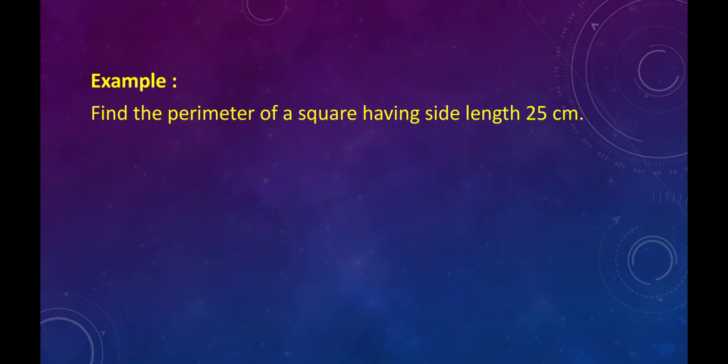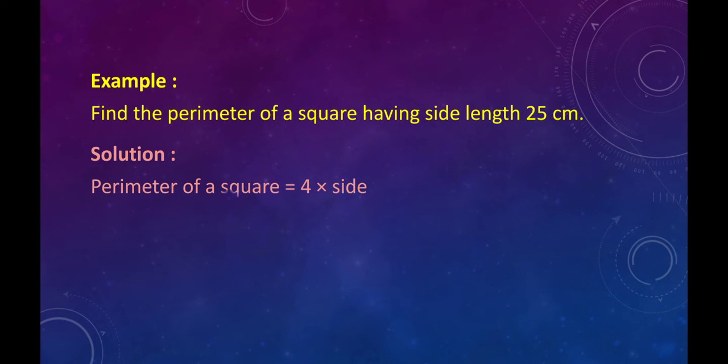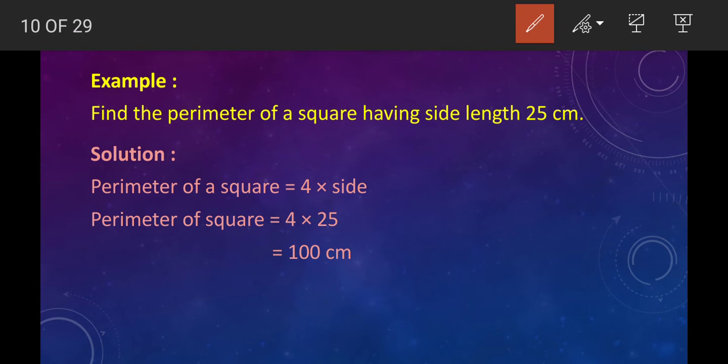Next, come to an example. Find the perimeter of a square having a side length of 25 centimeters. Come to the solution. As you know, we write whatever is given here. Side of square equals 25, then perimeter of square equals 4 multiplied by side. So 4 multiplied by 25 equals 100.